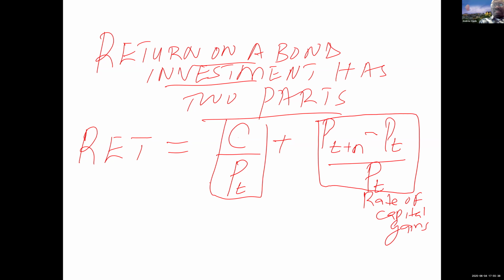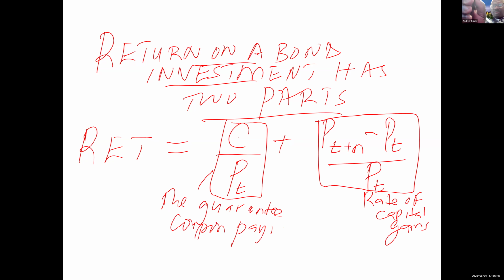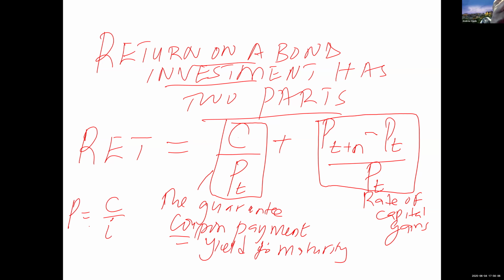This guy here, this is the guaranteed what? Payment, coupon payment. And when it comes to bond investment, this is the same thing as the yield to maturity, the current yield on this bond. Because remember, we talked about the formula for current yield. For a perpetuity bond, P equals C over R, meaning that if I cross multiply, the current yield on this bond can be written as C over P. So C over P here is the current yield on the bond.